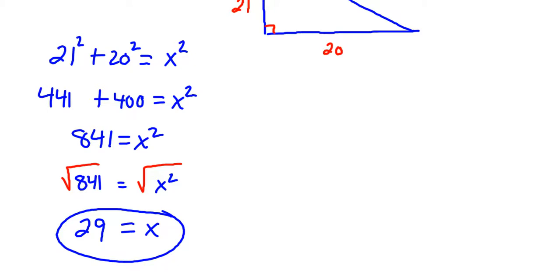Okay. Now, if you've got your calculator out or not, everybody's calculator works a little bit different. If you get 841 and you don't know where your square root button is for some reason, just let me know. I can show you where to find it.